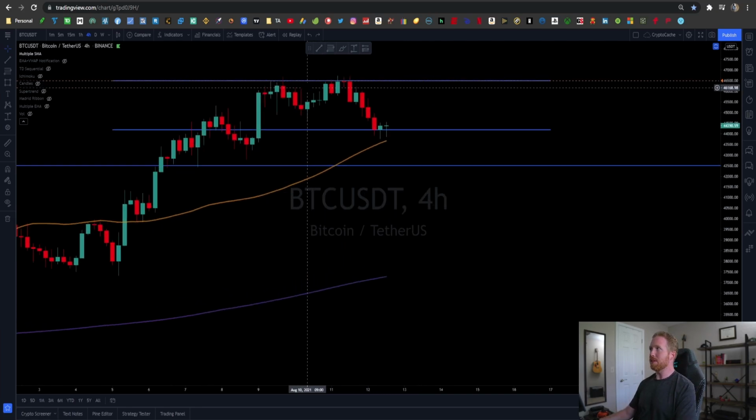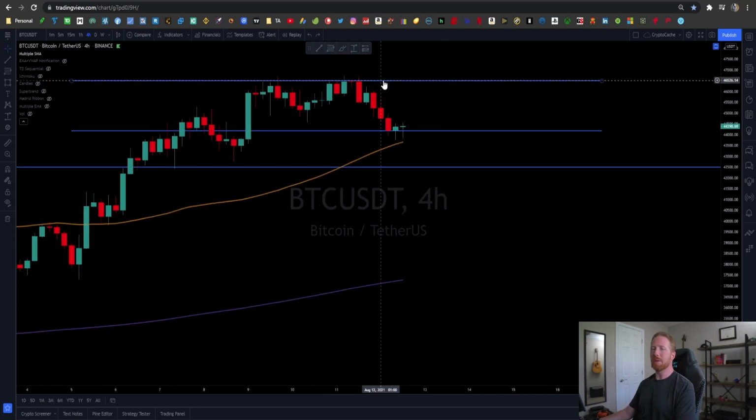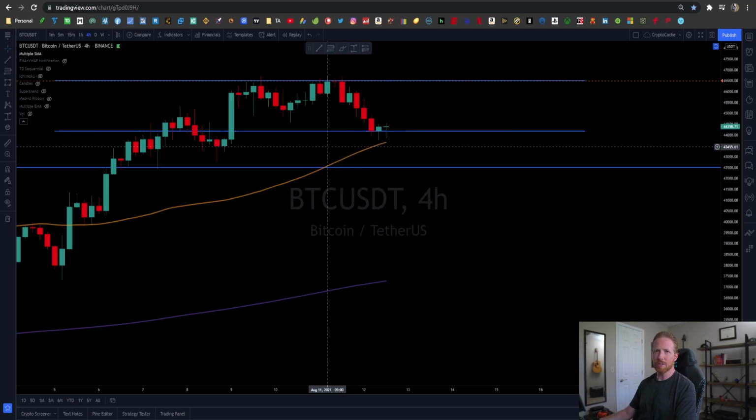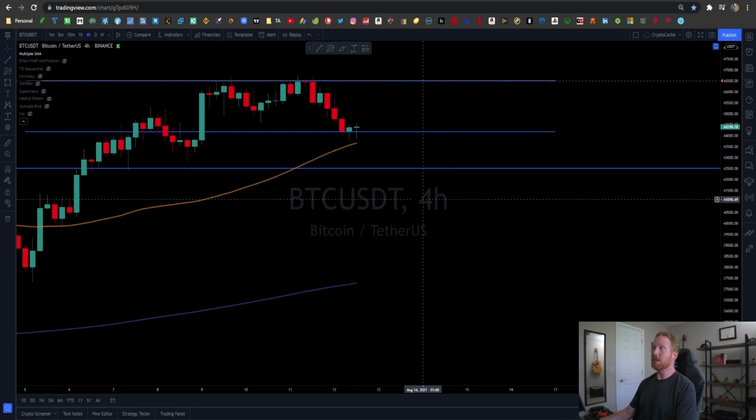Now, what happened is the price rejected off of the resistance at about 46,500. It's been testing that multiple times over the past 24 to 48 hours. So you'll see that it got rejected, but now it's holding at about 44,200. So approximately 44,200 is the current support level on the 4-hour chart.